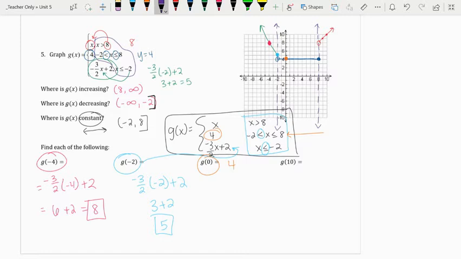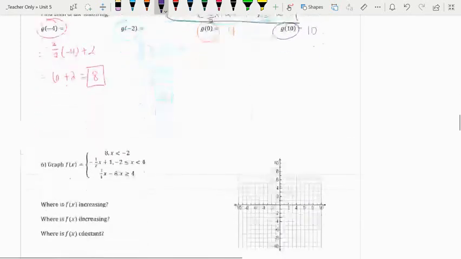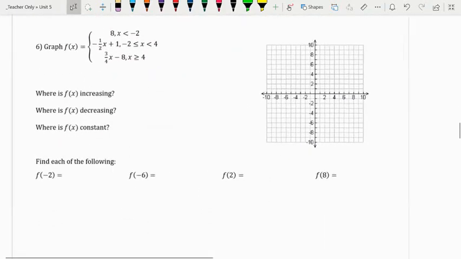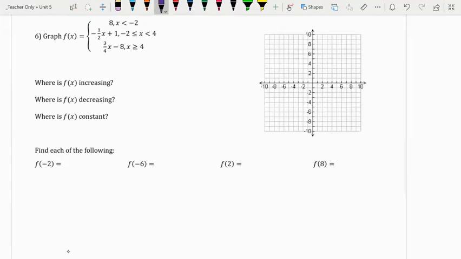On the next one, we have g of 10. So again, you can use your graph, or we have to figure out where to plug it into our equations, right? Well, 10 is greater than 8, so that means that I need to plug it into that first one. If I do, you're left with just 10. We have one more example just like this.